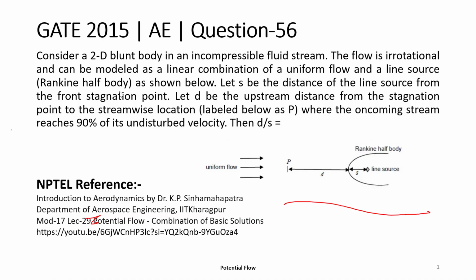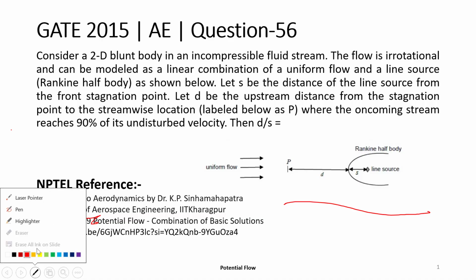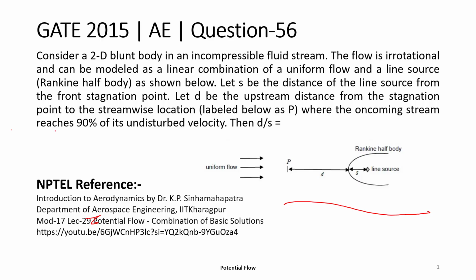Hi everyone, we will solve GATE 2015 Aerospace Engineering question number 56. Consider a 2D blunt body in an incompressible fluid stream. The flow is irrotational and can be modeled as a linear combination of a uniform flow and a line source, which is called a Rankine half body as shown below.